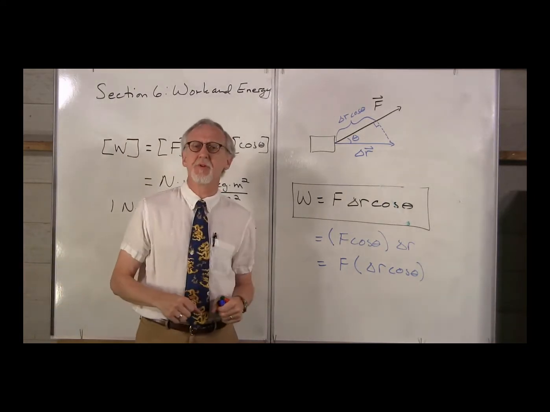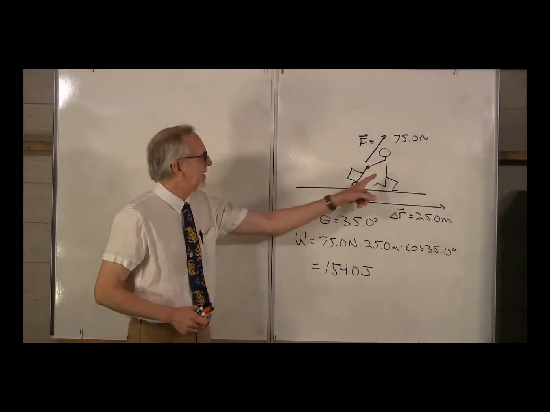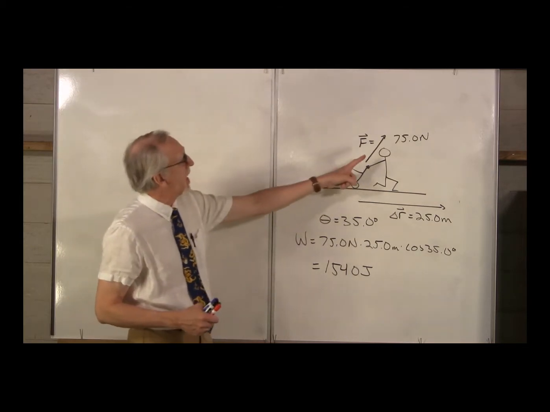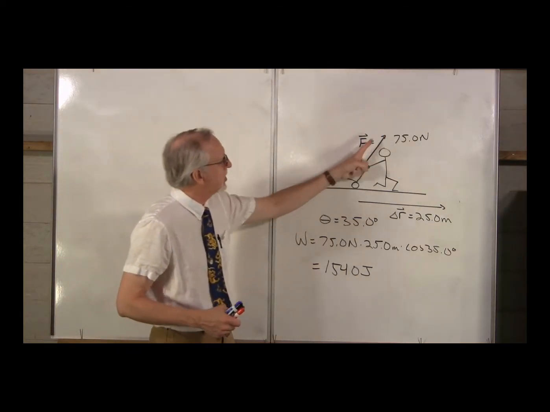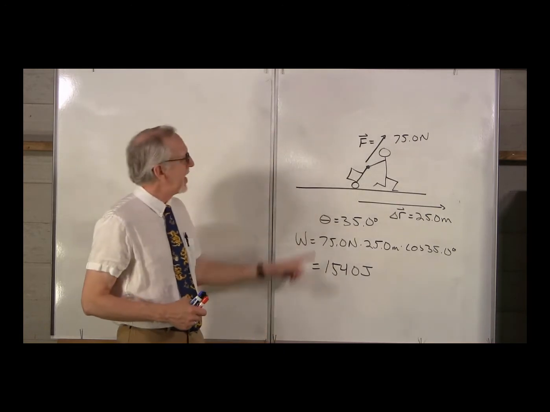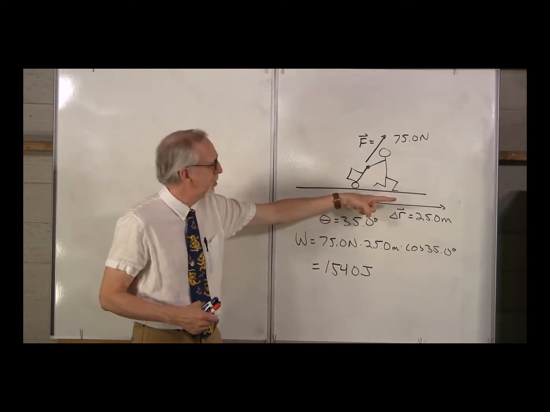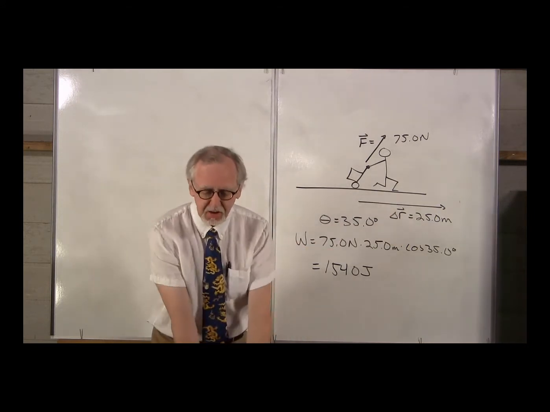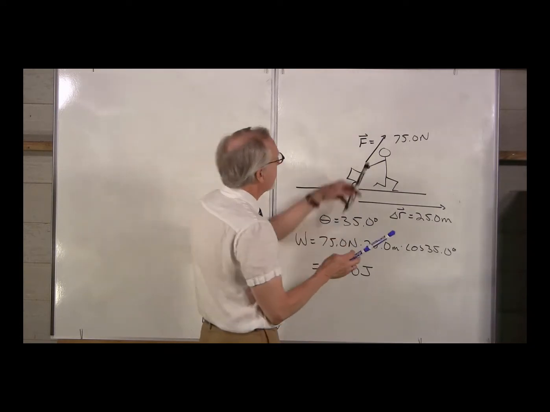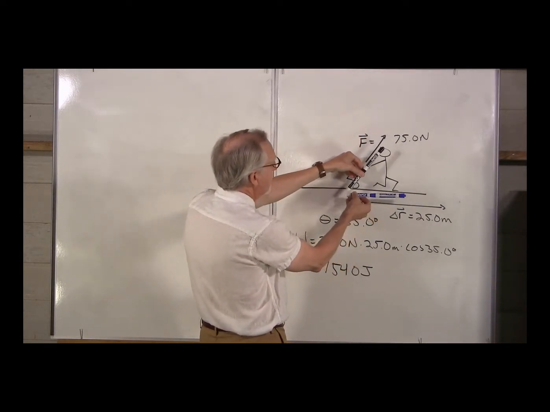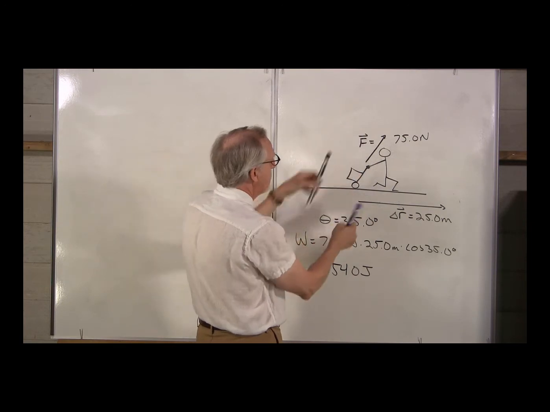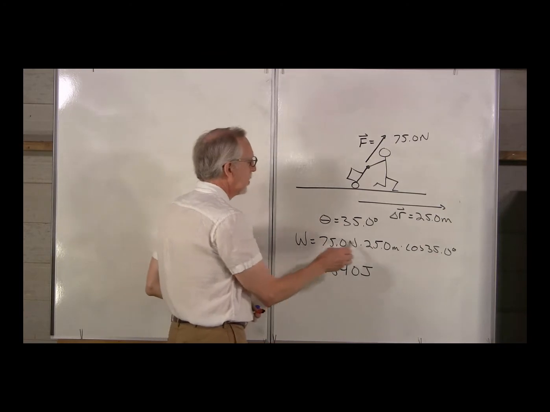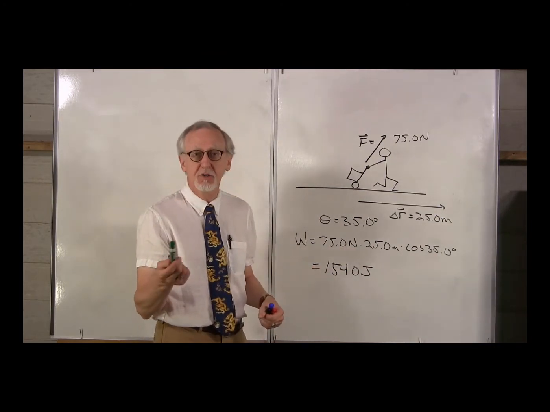Very good. Let's stick some numbers in here. Let's imagine that a person is pulling a rolling suitcase and they are applying a force, let's say in that direction, of 75 newtons. They pull the suitcase along and the suitcase moves in this direction, let's say 25 meters, and there's an angle between the force and the displacement. Let's imagine the angle between them is 35 degrees. So let's figure out how much work is done. The work is equal to, remember, F delta R cos theta.